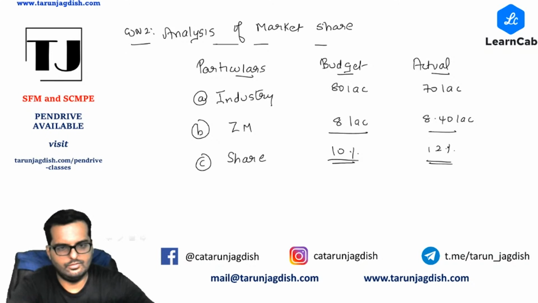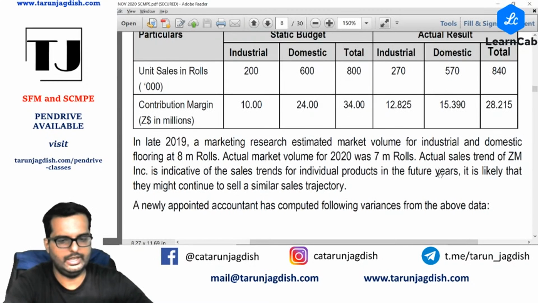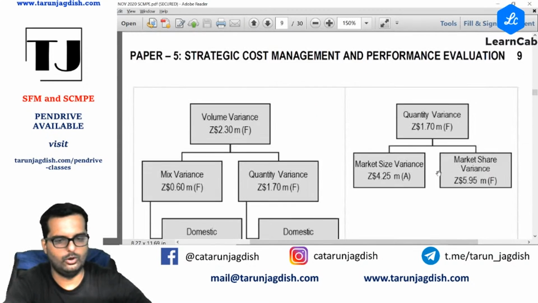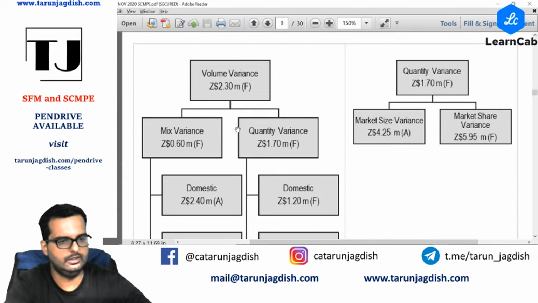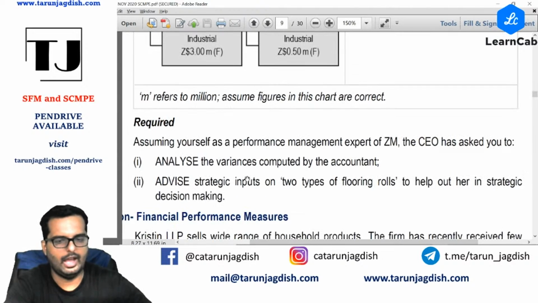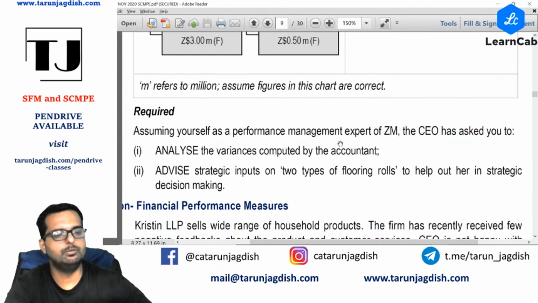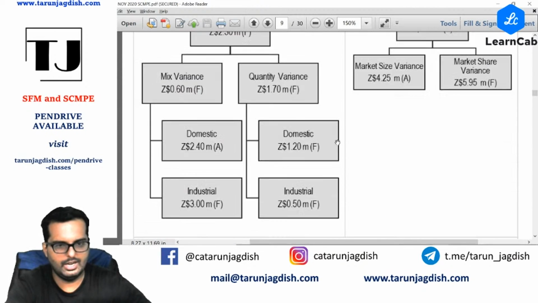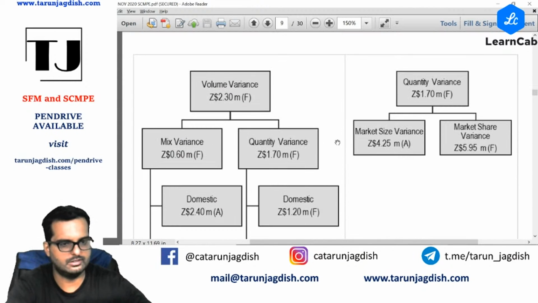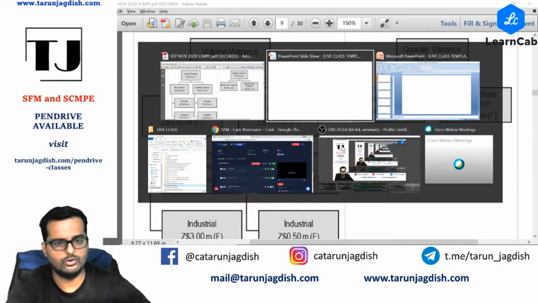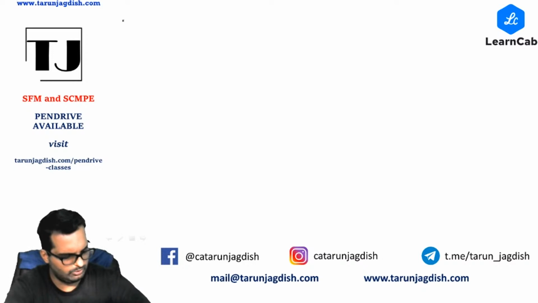Alright, once you are done with this, now we will find out the variances. Compute the following variances: quantity and so on. Analyze the variances computed by the accountant. Advise strategic inputs on the 2 types of flooring rolls to help in strategic decision making. Let us check whether whatever he has done is correct or incorrect. We have to draw and do the variances ourselves also. So shall we do it together?